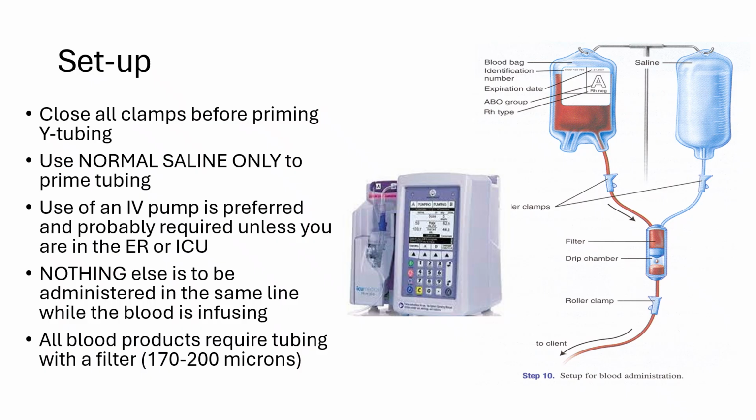Remember to use only normal saline. You don't want to use half normal saline. Think about that. That's going to cause more fluid to go into the blood cell, and it's going to cause lysis of the blood cells. You don't want to use lactated ringers because remember it has calcium in it, and that can actually bind to the citrate, causing clots in the blood. So remember, normal saline only, not half normal, not anything else.